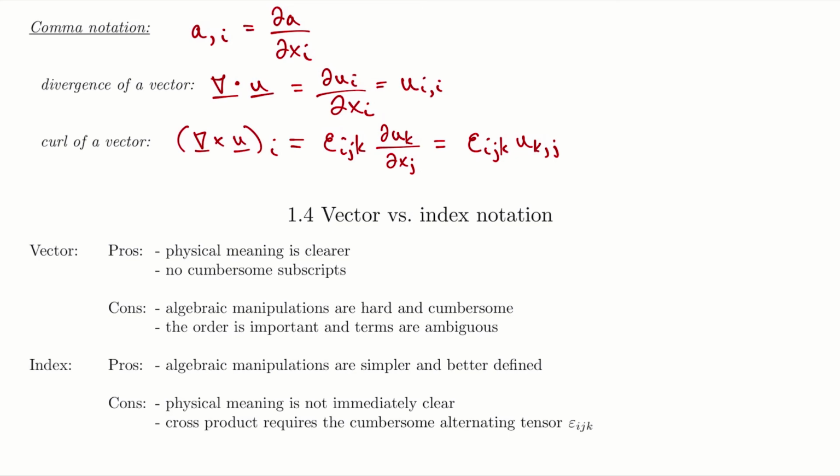Whereas in index notation, algebraic manipulations are much simpler and better defined, right? It tends to also be much more concise, right? So much shorter, simpler equations. The cons are that the physical meaning is not immediately clear. So you sort of have to look at it and see what each term means, right? Especially if you're using comma notation as well. And the cross product and a few other things require the cumbersome alternating tensor to be used. So on the whole, both really have their place. And depending on what we're doing in this course, I'll use both sort of interchangeably. But now anytime you come across them, hopefully you can switch between the two, and I'll set up some practice for this too in the assignment.